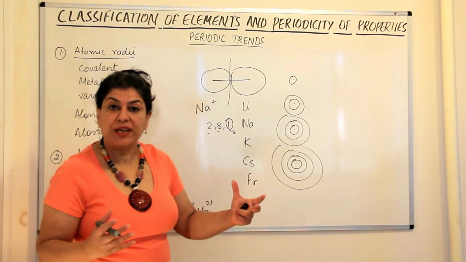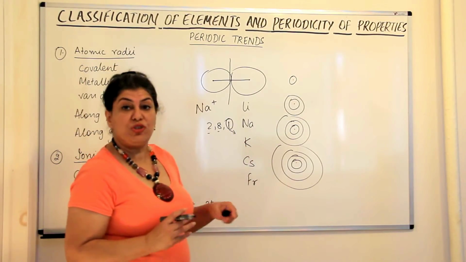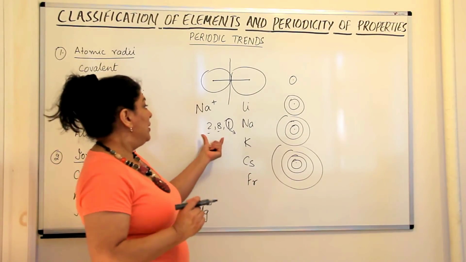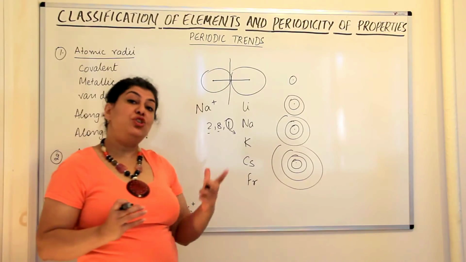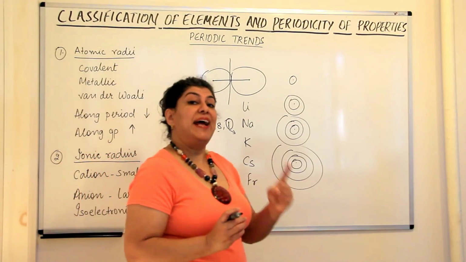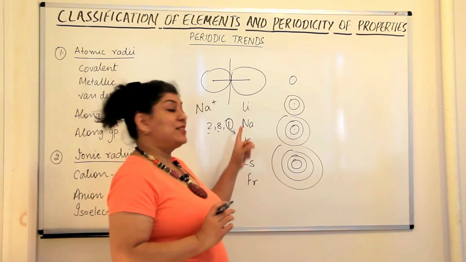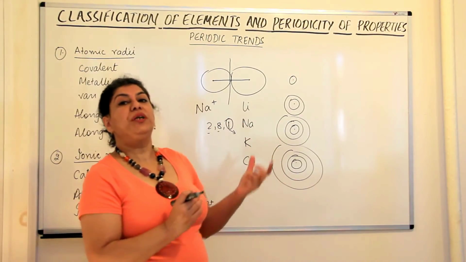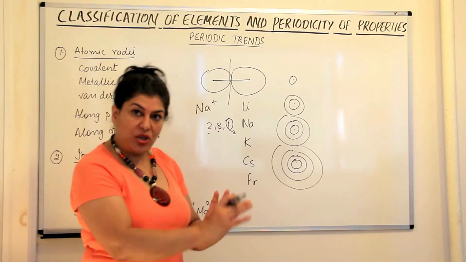It had 3 shells, but with the loss of that outermost electron, it now has 1 shell less. So the size of the cation is usually smaller than the neutral atom that it was. So sodium ion would be smaller than sodium atom because it has lost an electron.